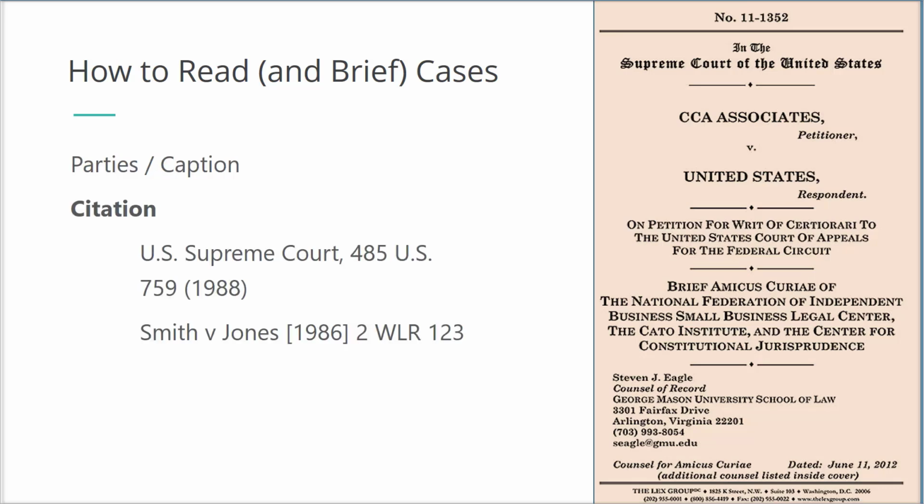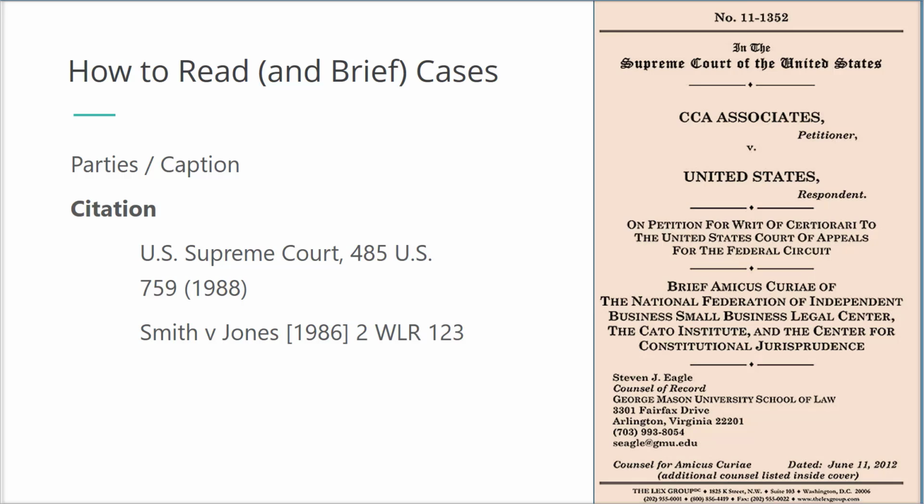Below the case name, you will find some letters and numbers. These letters and numbers are the legal citation for the case. A citation may tell you the name of the court that decided the case, although that's not always included, the source where the opinion was published, and the year in which the court decided the case. For example, U.S. Supreme Court 485 U.S. 759, 1988 refers to a U.S. Supreme Court case decided in 1988 that appears in volume 485 of the United States Reports starting at page 759.